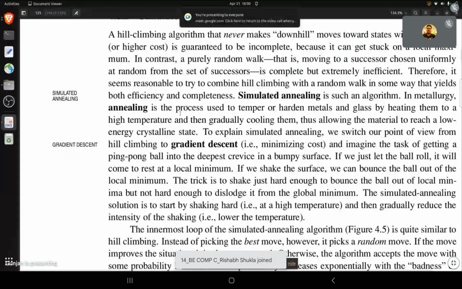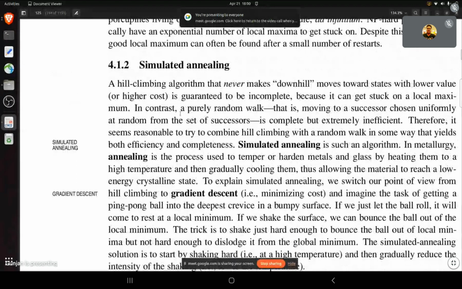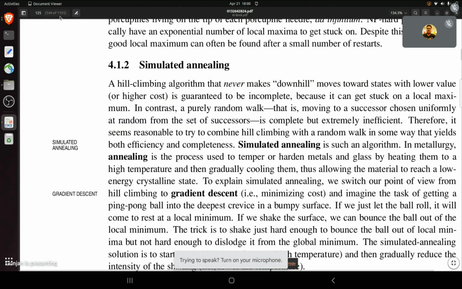In simulated annealing, it is said that the hill climb algorithm that never makes a downhill move towards states with lower value or higher cost is guaranteed to be incomplete because it can get stuck on a local maximum. In contrast, a purely random move, that is moving to a successor chosen uniformly at random from the set of successors, is complete but extremely inefficient.